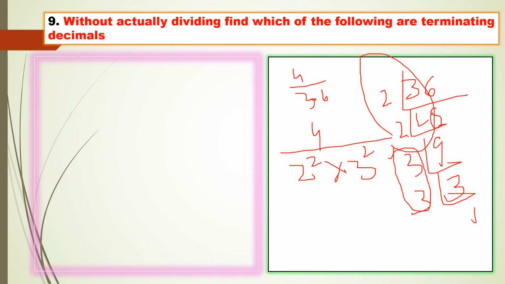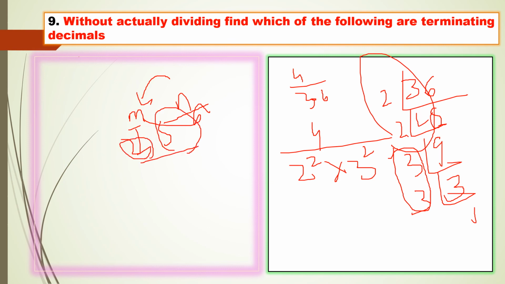But I told you the denominator should be in the form of 2 power m into 5 power n. Here you can write n, here you can write m also. It is your wish, you can change the powers. But it should be in the form of 2 power m into 5 power n only. Apart from these two numbers, there should not be another number. But here we got 3, so it is not a terminating decimal.